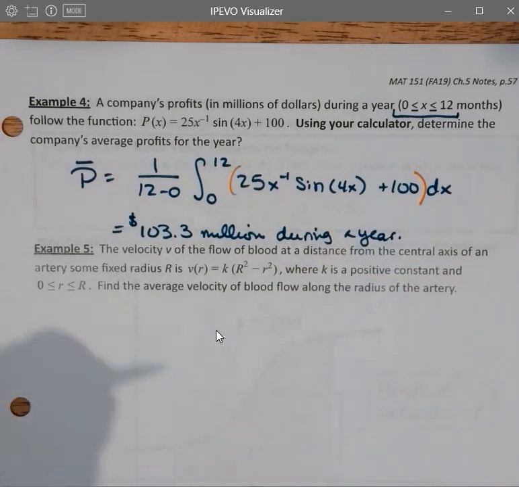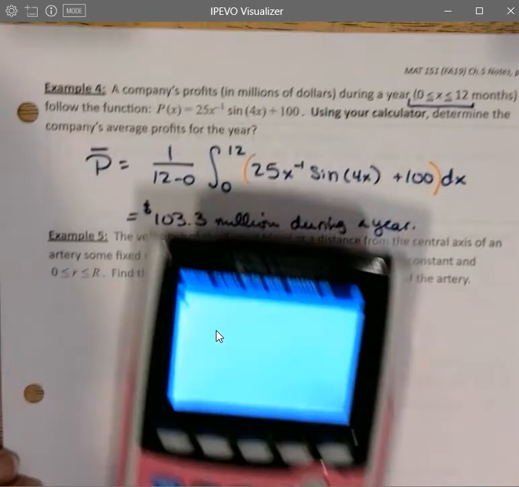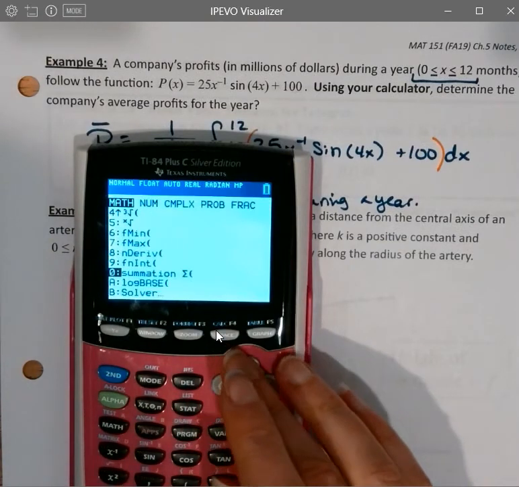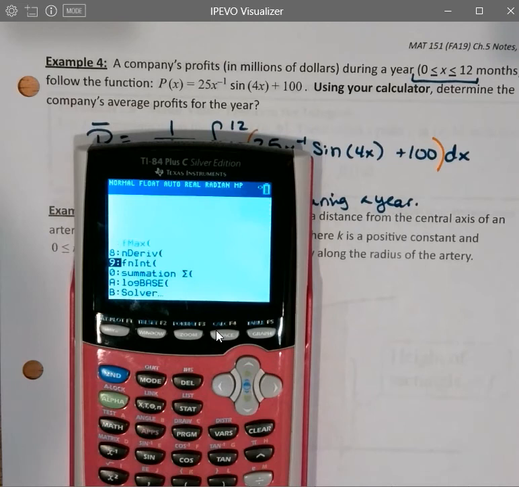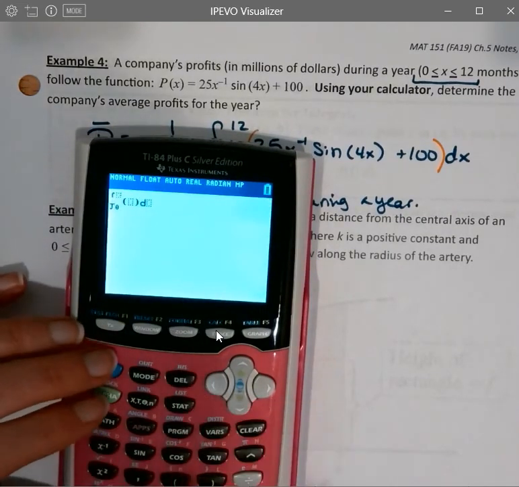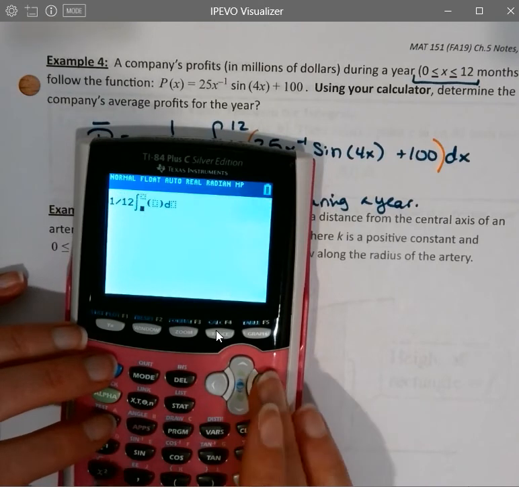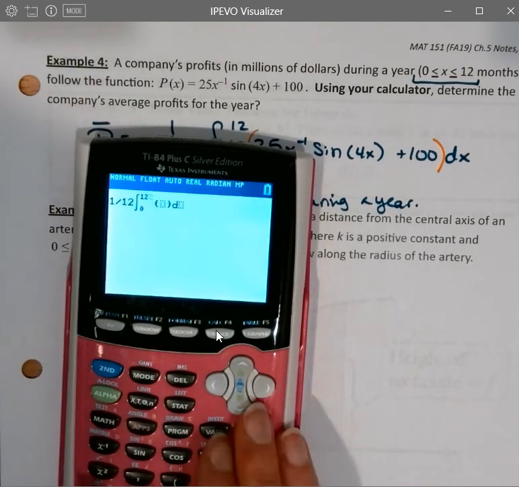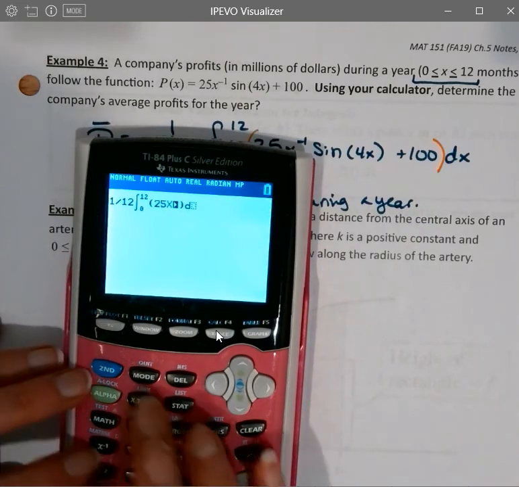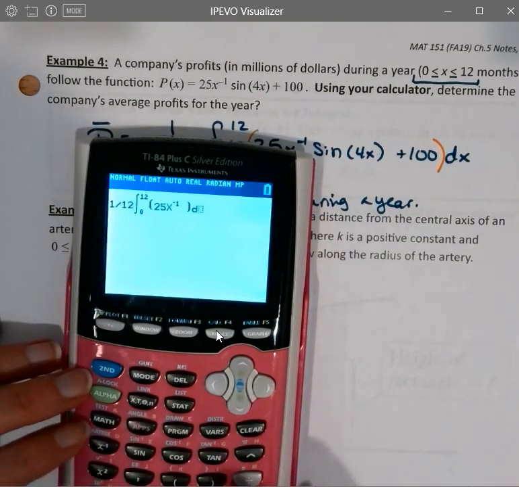Because it does mention calculator instead of just Desmos, I'll show that you can do this in your calculator if you want. On a calculator, I would go to math, go up so I get to the bottom of the list for fnInt, function integration, and type in the bounds. Before this, I'm going to insert that 1 over 12, and then we have the bounds 0 to 12, and then we have our 25x to the negative 1 times the sine.